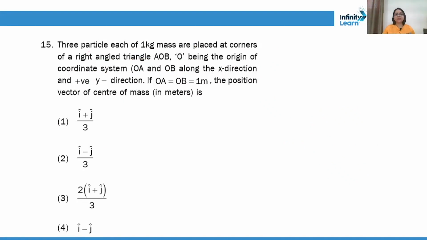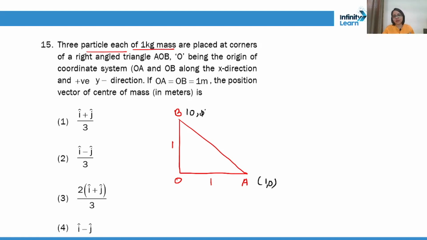Question number 15. Three particles, each of 1 kilogram, are placed at the corners of a right angle triangle AOB, where O is the origin, OA is along the x-axis, and OB is along the y-axis. Right, and OA is equal to OB is equal to 1 meter. We need to find the position vector of the center of mass. So this will be 1 comma 0 and this will be 0 comma 1, right, and this will be 0 comma 0. And we have three particles, 1 kilogram, 1 kilogram and 1 kilogram over here.